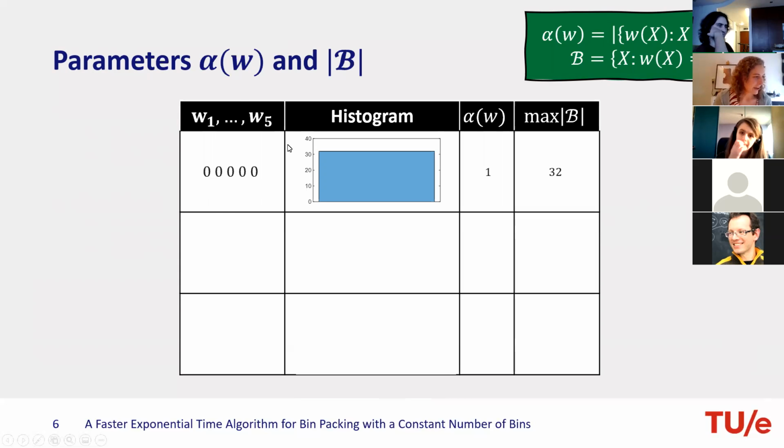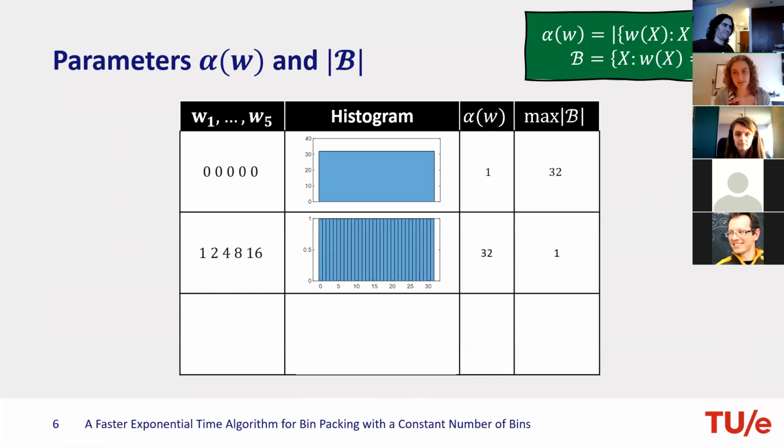If all my weights are 0, then the only weight that I can generate is just 0, of course. It doesn't matter which subset you take, the total weight is going to be 0. So alpha is going to be 1, and there are 32 sets that have the same weight.